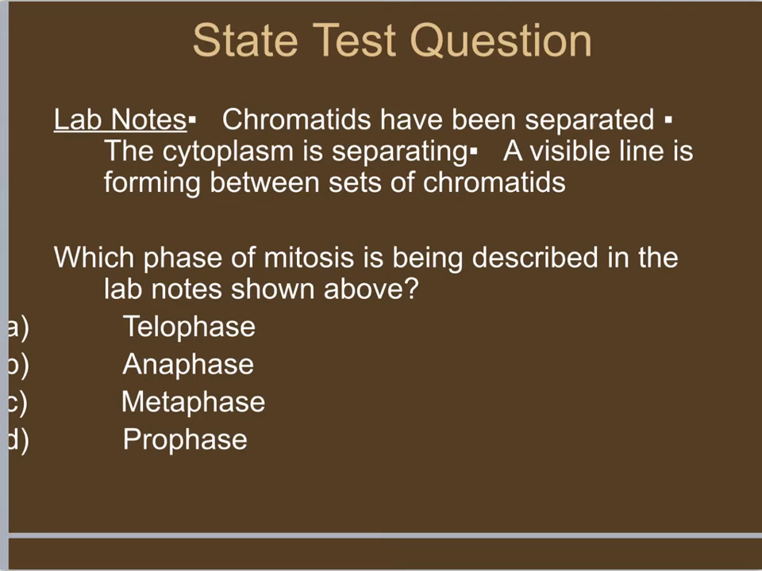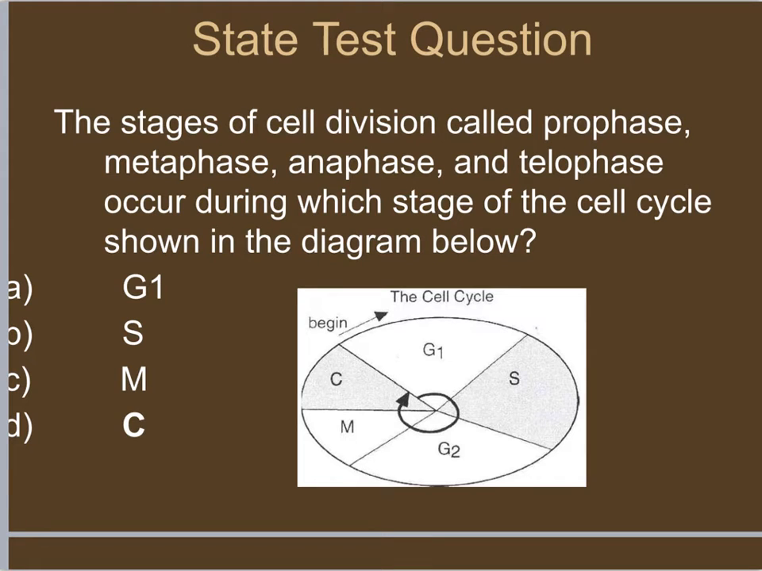All right, when chromatids have been separated, the cytoplasm is separating, and a visible line is forming between the sets of chromatids, which phase of mitosis is being described in the lab notes shown above? Well, if the cytoplasm has started separating and the chromatids have already been separated, that means it's telophase. The stages of cell division called PMAT, prophase, metaphase, anaphase, telophase, occur during which stages of the cell cycle? Well, hopefully you recall that G1, S, and G2 are all interphase. And M is mitosis. Mitosis is when PMAT occurs.